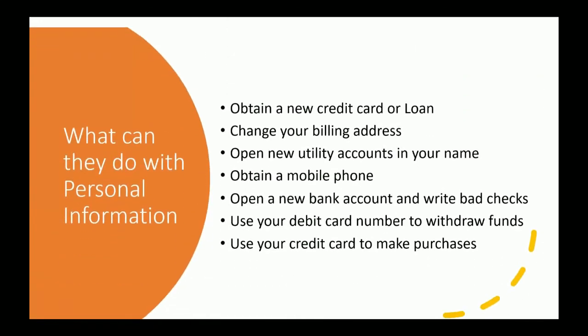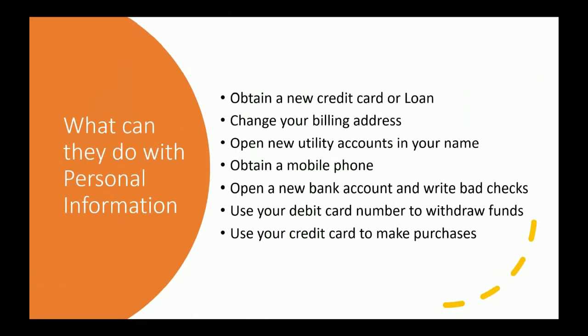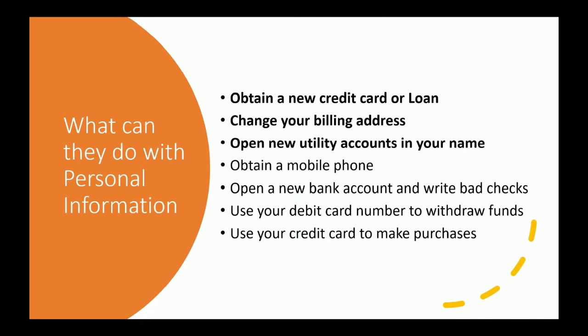And what can the bad guys do once they have your personal information? Well, they can obtain a new credit card or a new loan. They can do really malicious things like change your billing address. They can open new utility accounts in your name and then have the bill go to you, have you be responsible for paying that utility. They can obtain a new mobile phone and new phone number under your name, of course. They can open new bank accounts and write bad checks on those accounts to which you would be responsible for.